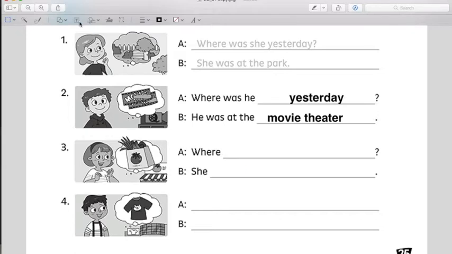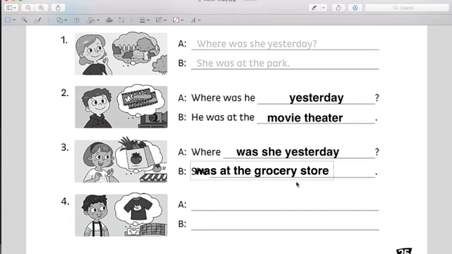Number 3. Where was she yesterday? Why she? Because it is a girl. Where was she yesterday? She was at the, looks like she's got fruit and vegetables. That's a tomato. Look at the store here. So she was at the grocery store. She was at the grocery store.